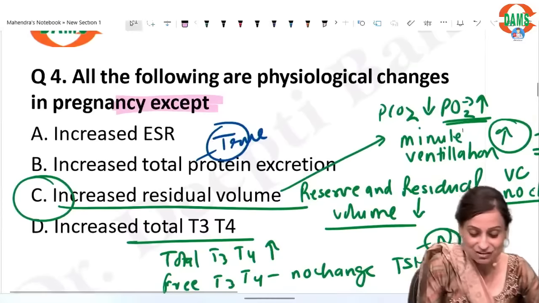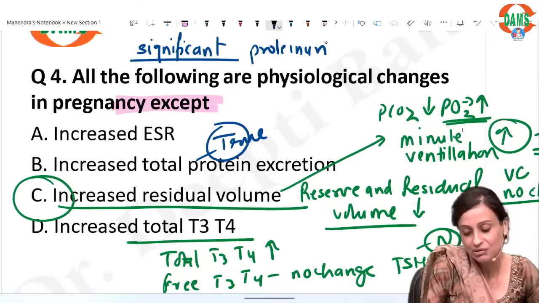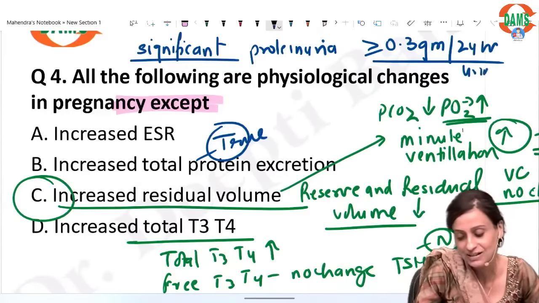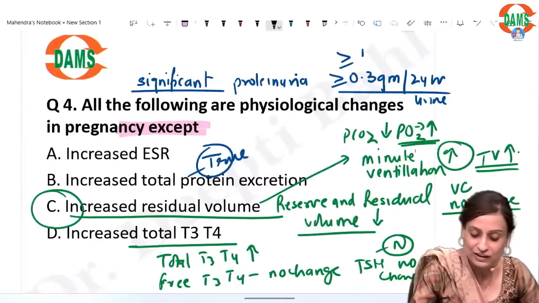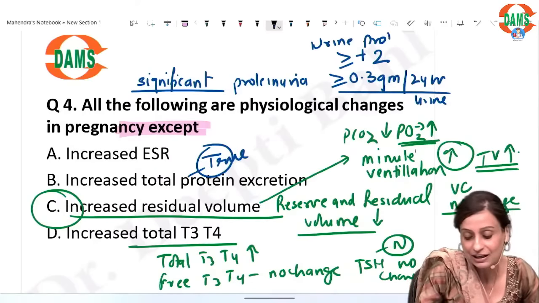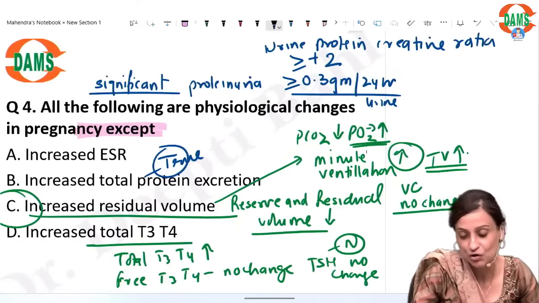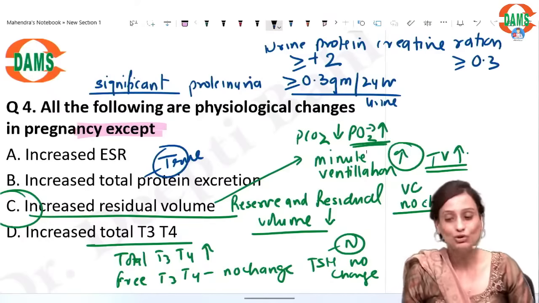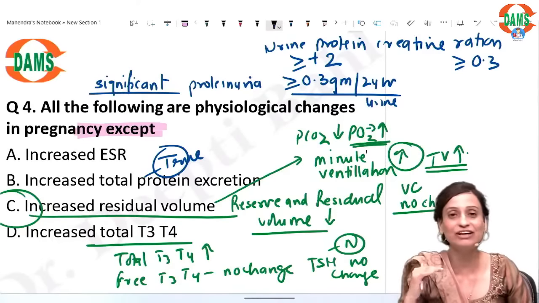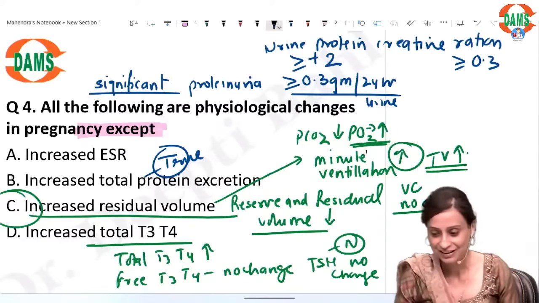So what is the significant level for proteinuria? You all know significant proteinuria is more than or equal to 0.3 grams in a 24-hour urine sample, right? Or we say more than or equal to plus 2 in dipstick, or urine protein creatinine ratio, which is more than or equal to 0.3. So there is an increase in the protein excretion, but it does not cross the significant level in normal pregnancy. If it crosses, then we include it as a criterion for preeclampsia, right?